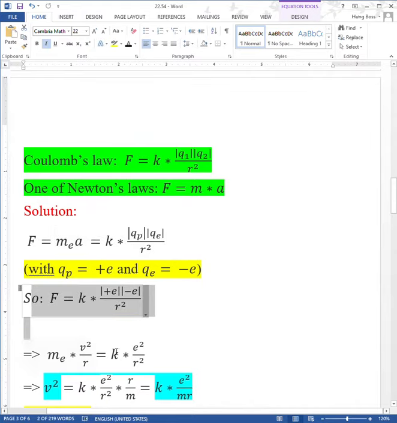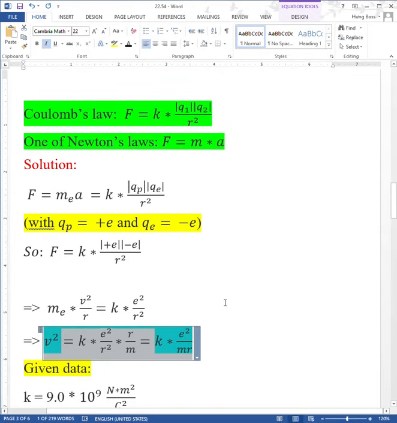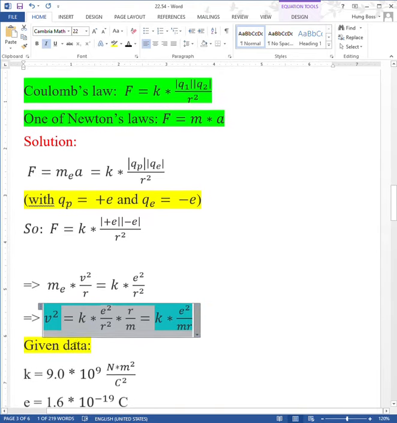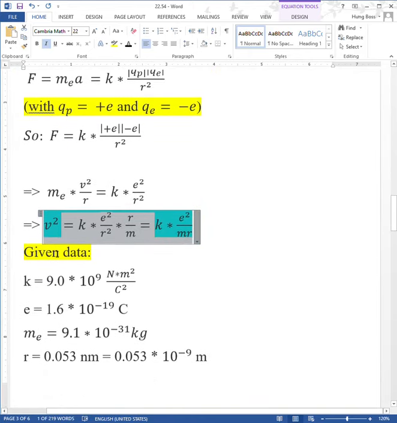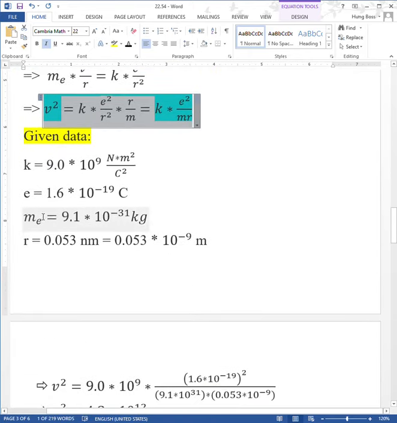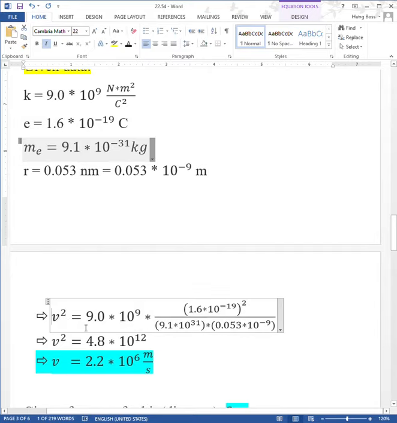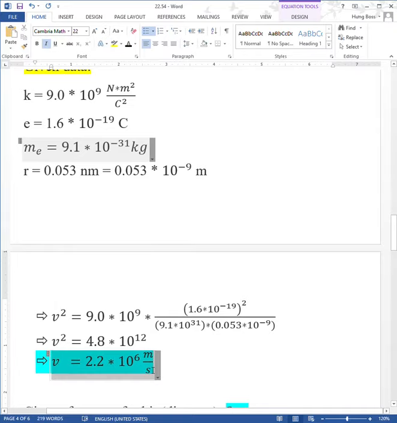So here, and with the given data, substitute it into the equation and solve for v, or velocity of the electron. Here. And this is the result for the velocity of electron.